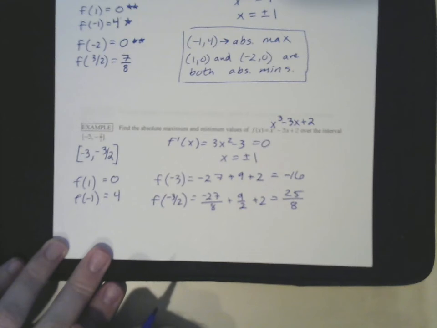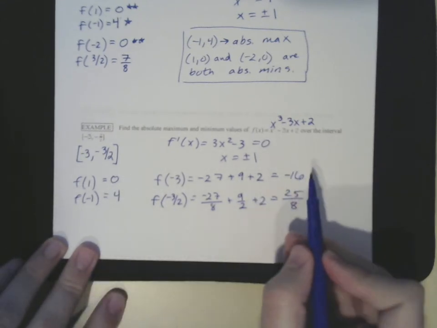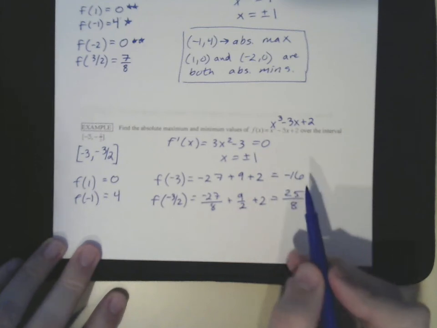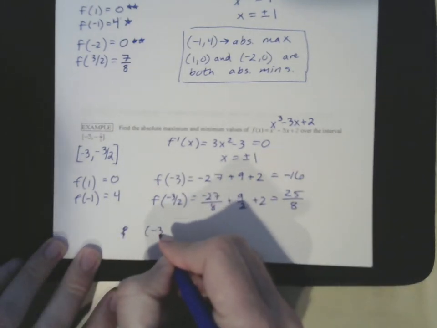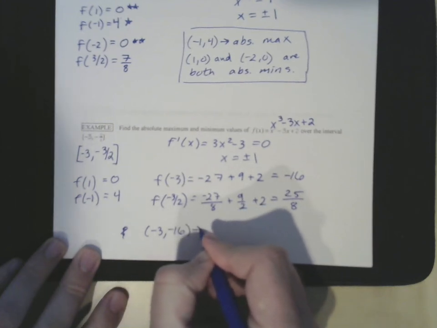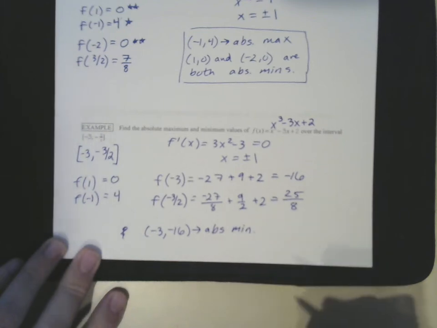So now we pick the biggest and the smallest. Since we have a negative here, this is certainly going to be the smallest. So -3, -16 is our absolute min on this interval.